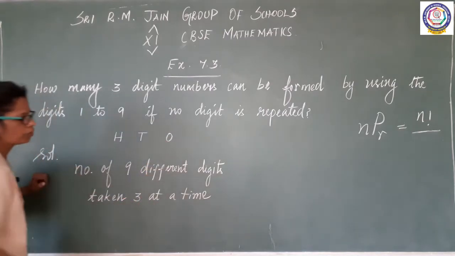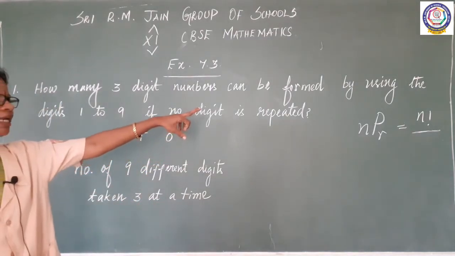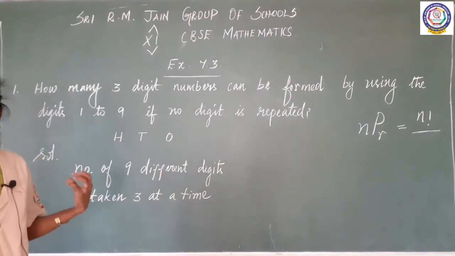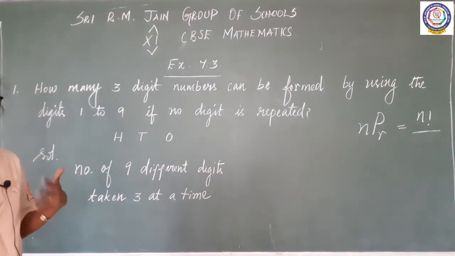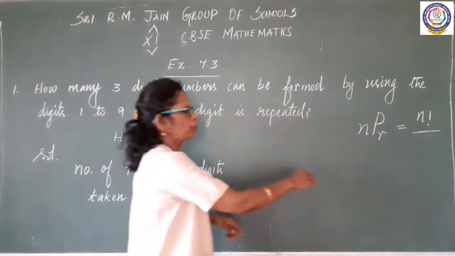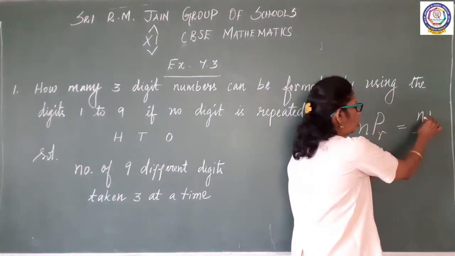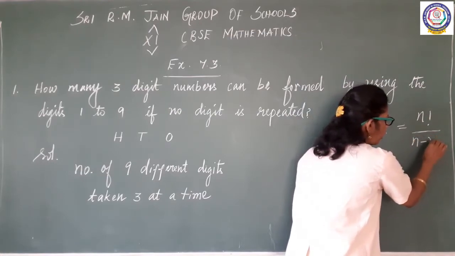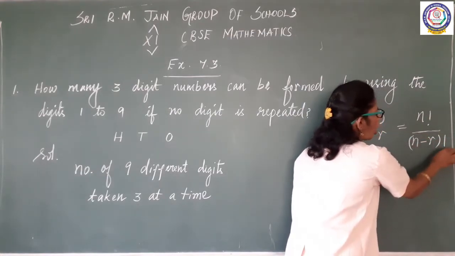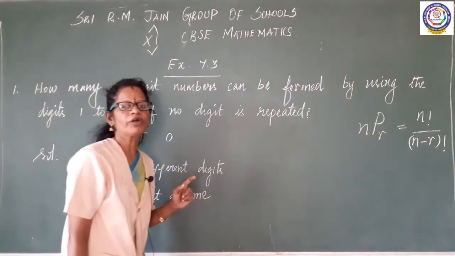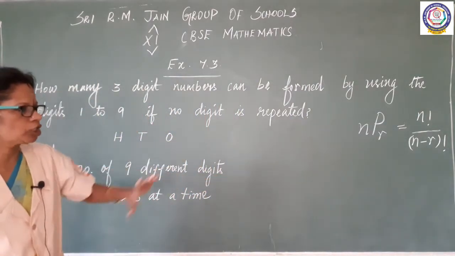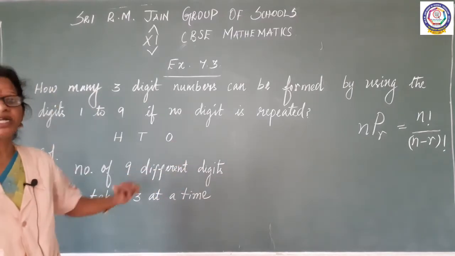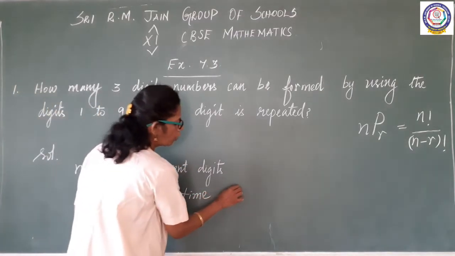3 at a time. What is our general formula? nPr, that is the number of n things taken all at a time or some at a time, right? What is the expansion of the formula? n factorial divided by (n minus r) factorial. The statement I am going to convert into the mathematical representation. How am I going to convert?